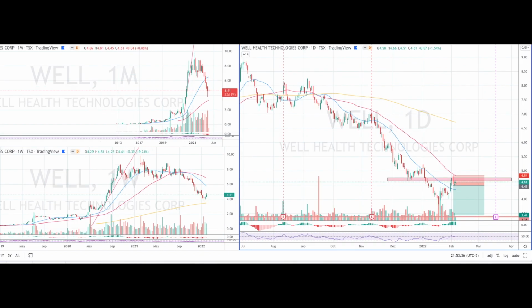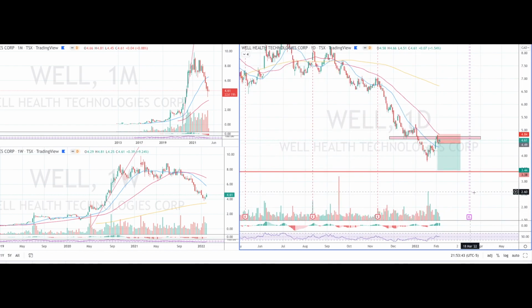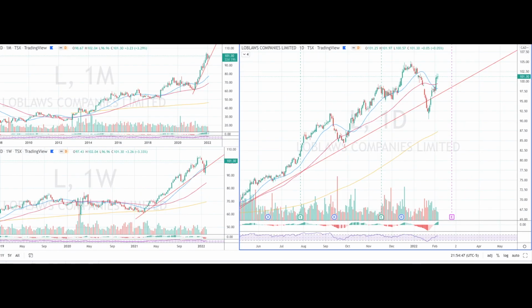I do have a couple bonus Canadian TSX trade ideas that I've been looking at. WELL, I had some success in last year. It is currently bouncing close to that red 50 period moving average, and we are heading into another supply area. This one I'm not super keen on, but I might make a game time decision to get into this one. We'll see.